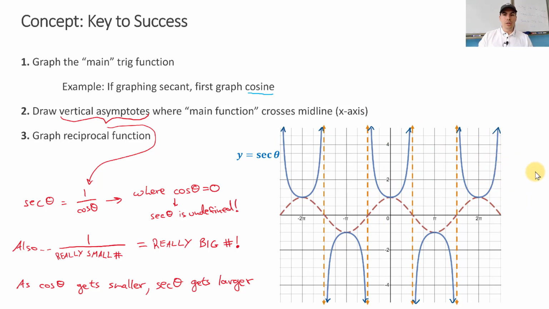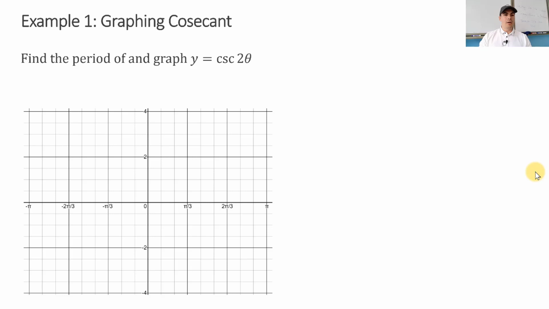Okay, so let's go ahead and graph now cosecant. Let's find the period of and graph y is equal to cosecant 2 theta. Since cosecant is based off of sine, it's the reciprocal function for sine, then our period is actually going to be the same as sine 2 theta. So the period of sine 2 theta would be 2 pi over absolute value of b, which is 2 pi over 2, or just pi.